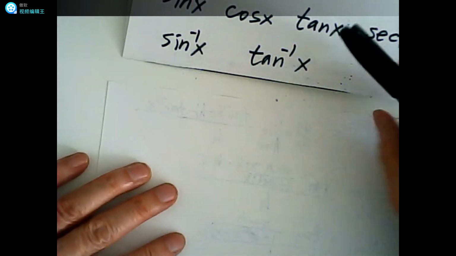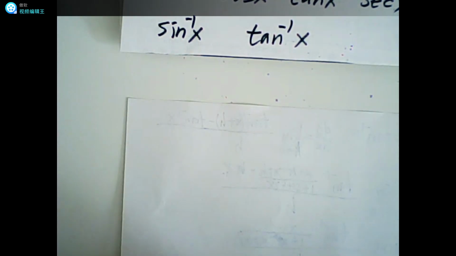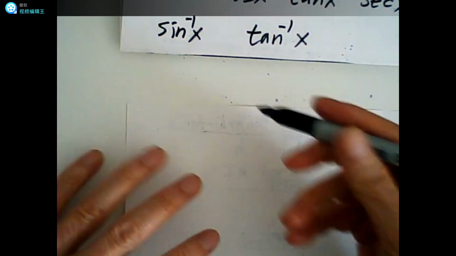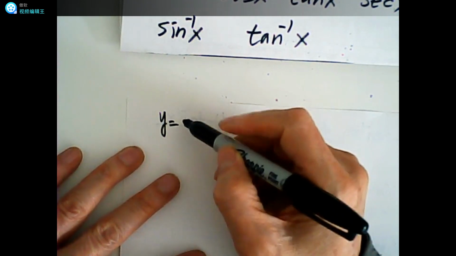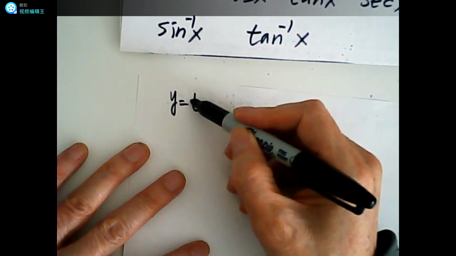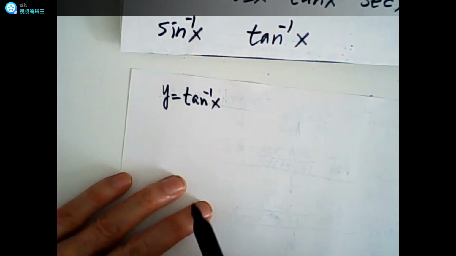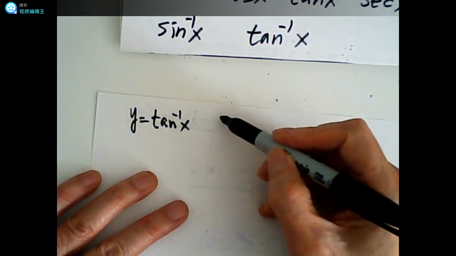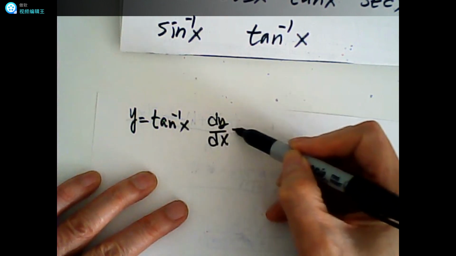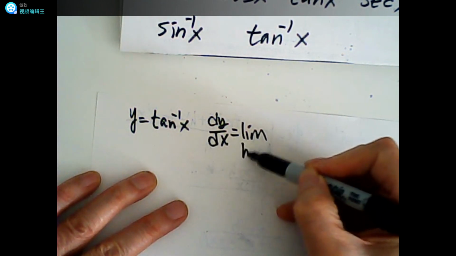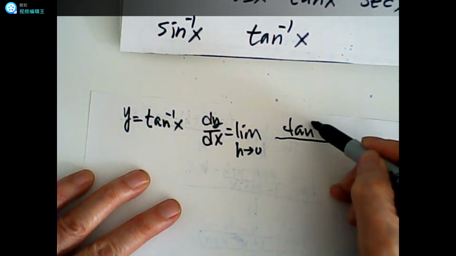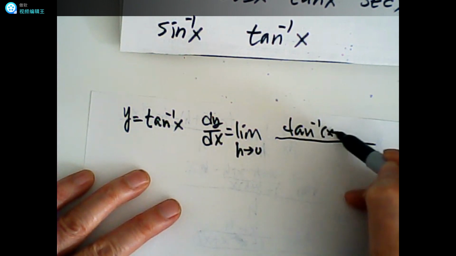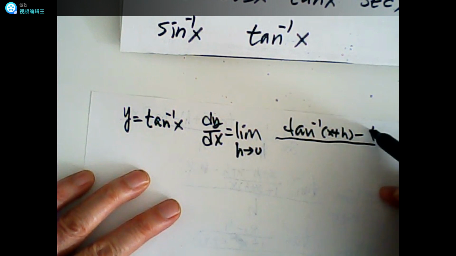Okay, we do the last one, arctangent. Now arctangent, let me use the big marking pen. So y equals arctangent x. Yeah, this looks better. And dy/dx is equal to the limit as h goes to 0 of arctangent of x plus h minus arctangent x, over h.